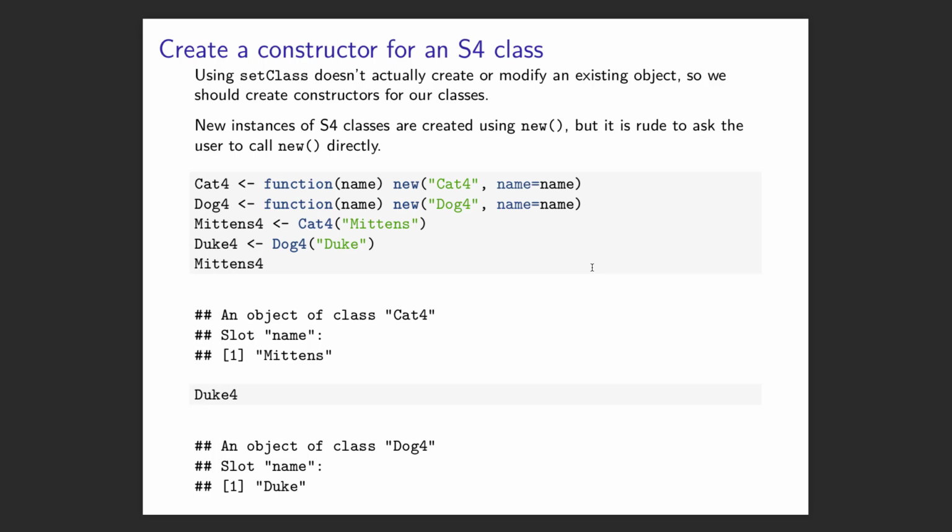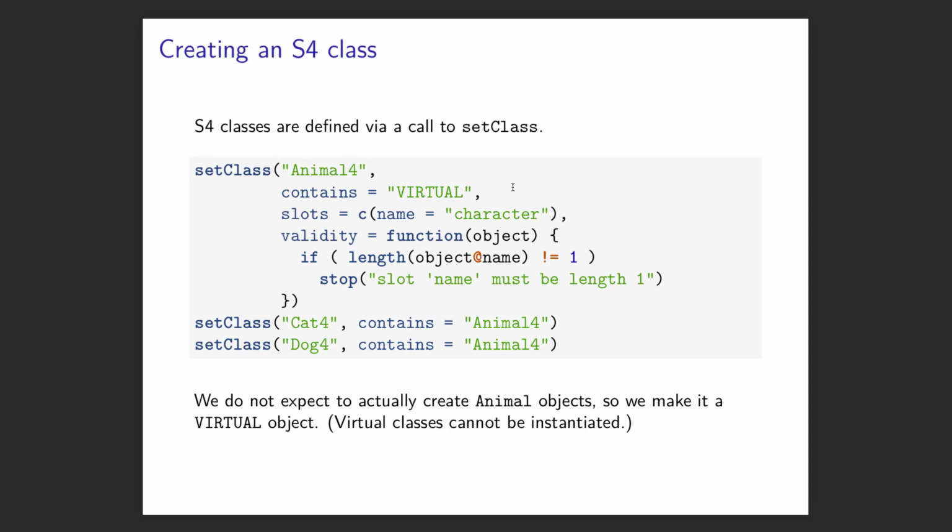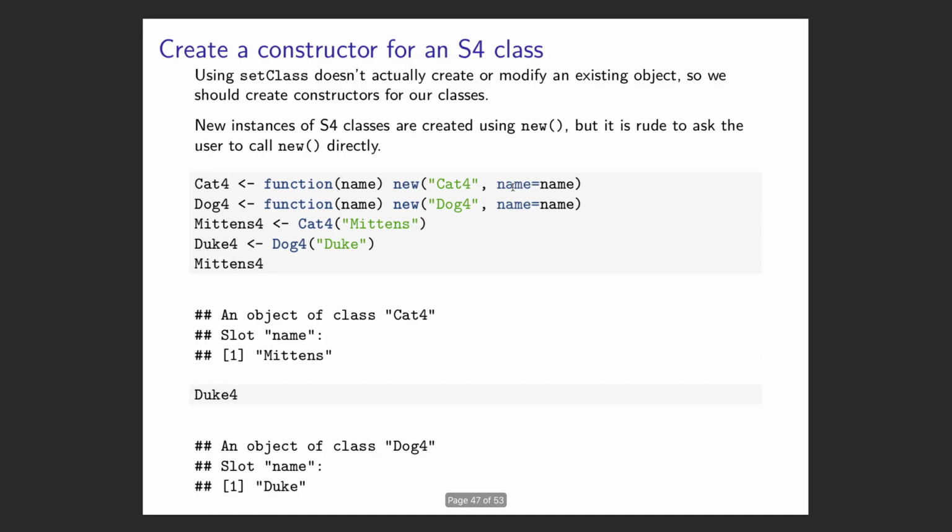So in this case, cat4 and dog4 just have one slot called name that is supposed to be a character. We don't have to do any checking that it's actually a character because we defined that the slot name has to be a character vector. We define in the validity function that it has to be of length 1. So if any of that is not true, all of that will automatically be checked when we create a new instance of it. So now we can create instances of Mittens and instances of Duke, and by default they'll just use the default S4 print method, which looks like this.